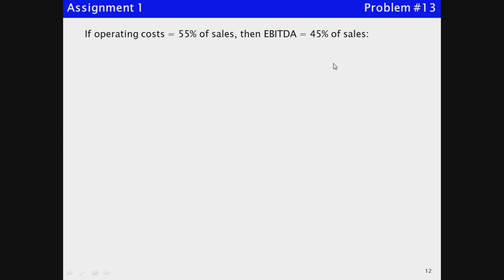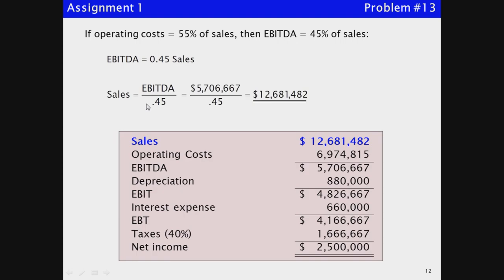Let's write this formula out as an equation then. EBITDA equals 0.45 times sales. That gets us home free. Divide both sides by 0.45, and we get sales as EBITDA over 0.45. Take the EBITDA, divide by 0.45, and we have sales of $12,681,482. I went ahead and completed the table computing the operating costs.